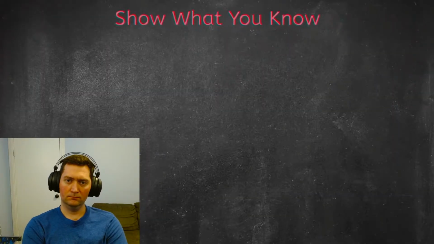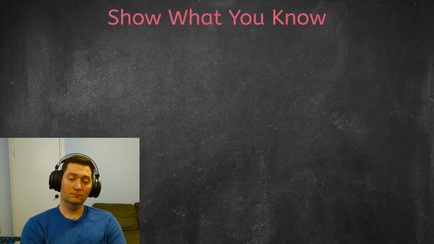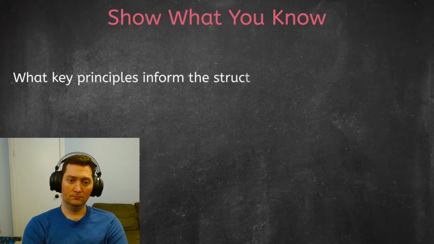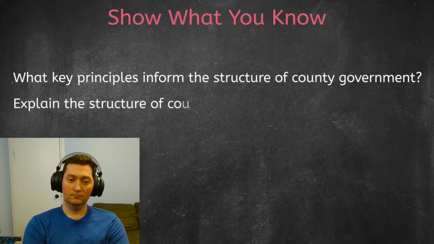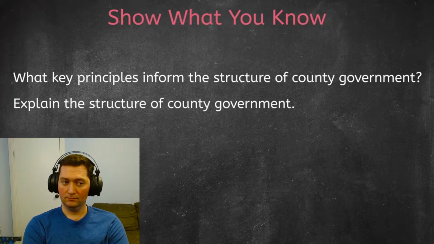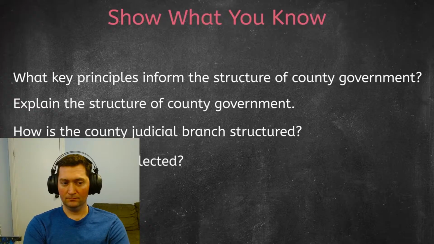Time to show what you know. Grab a pen and paper and let's do this thing. What key principles inform the structure of county government? Explain the structure of county government. How is the county judicial branch structured? What officials are elected?